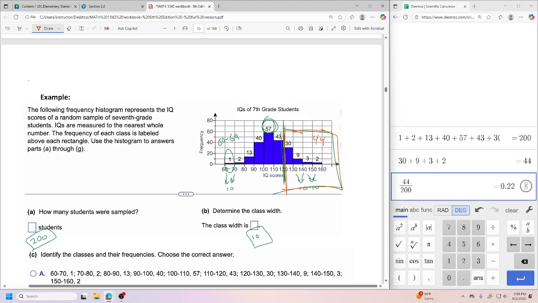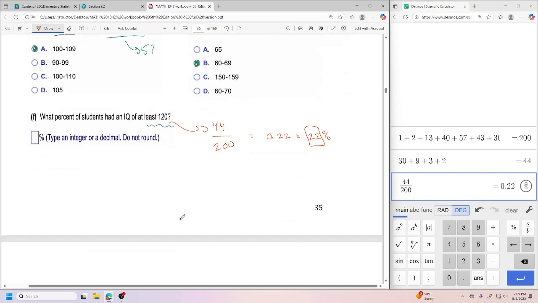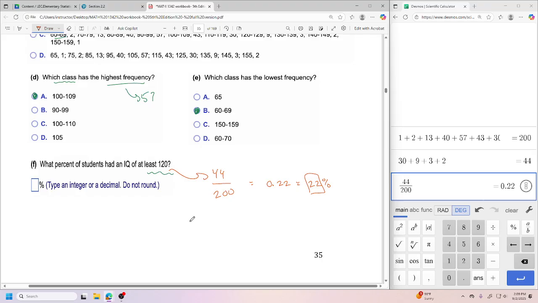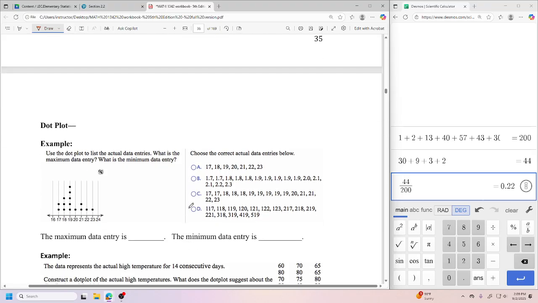200 came from adding them all up at the top. So we had the 1 plus the 2 plus the 13, all the numbers added up together, like the total. Yep, very good question. That's good. Cool. Okay, so that's directly from the homework, and we're going to see that again here in a few minutes. But we're preparing for it.